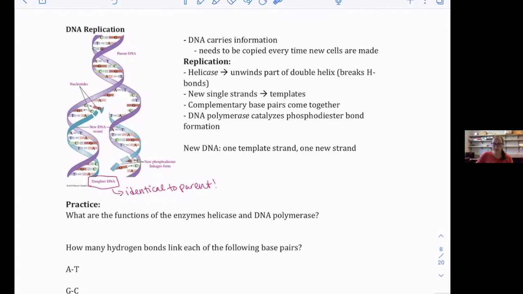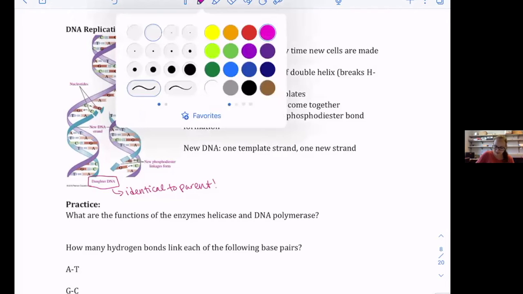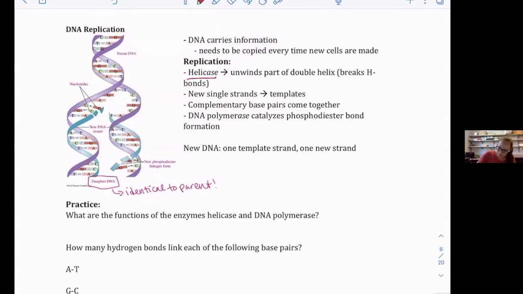So DNA replication starts with helicase, I think that's how you pronounce it, helicase, which unwinds a part of the double helix. So it breaks apart the hydrogen bonds. All it does is add energy here to pull these apart. So now you have new parent strands, single strands that are used as templates for new DNA molecules.